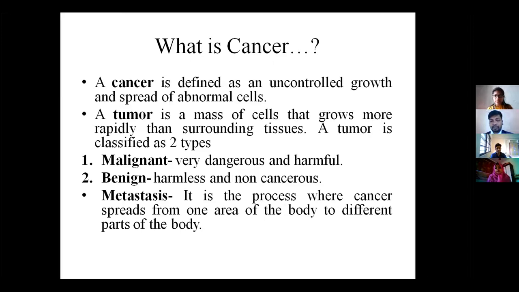Basically, what is cancer? Cancer is a disease caused when cells divide uncontrollably and spread into the surrounding tissues. Cancer is caused by changes in DNA. Most cancer-causing DNA changes occur in the section of DNA called genes. These changes are also called genetic changes. A tumor is a mass of cells that grows more rapidly than surrounding tissues. A tumor is classified basically into two types: malignant, which is very dangerous and harmful for the body, and benign, which is harmless and non-cancerous.